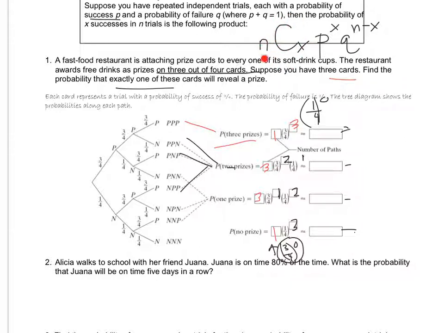So if there are n trials and you have a success x times, this is what you're going to put that number, n choose x, in front. And you can use your calculator if you want.